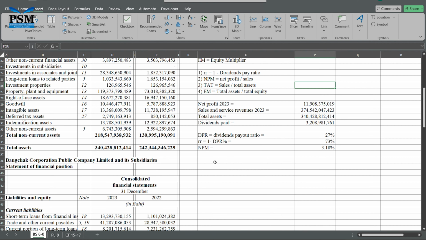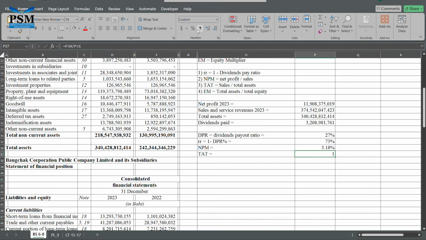Now we have to calculate the TAT, total assets turnover. According to the formula, TAT equals sales divided by total assets. That represents the productivity, how efficiently the company utilizes its assets.